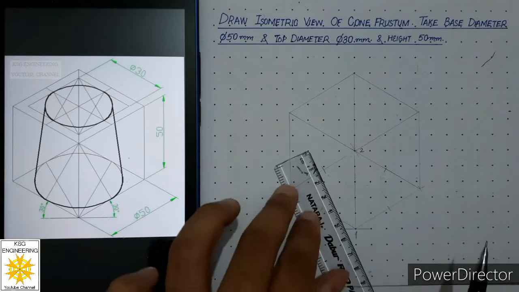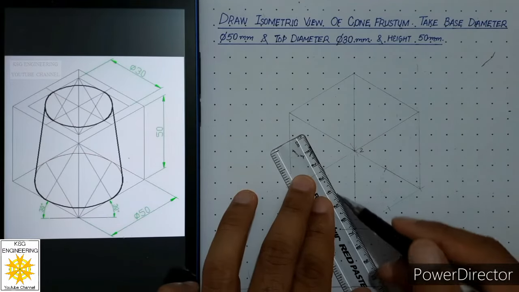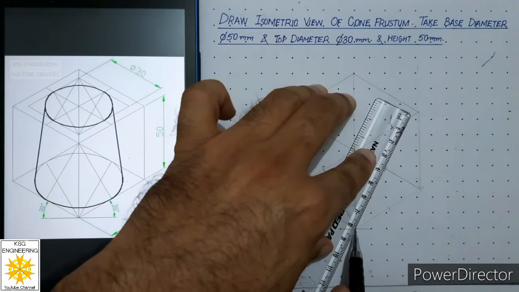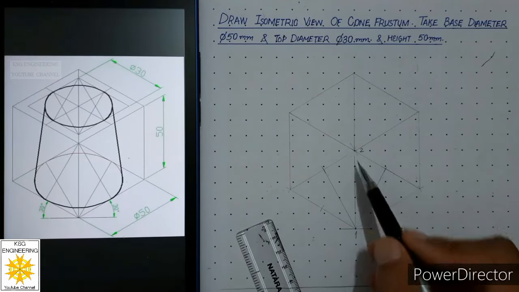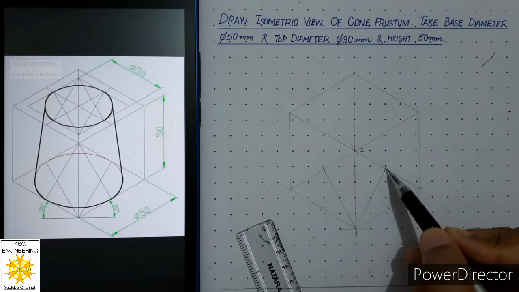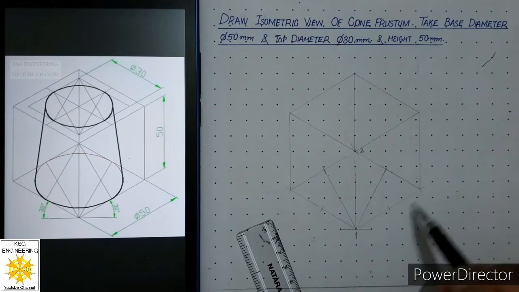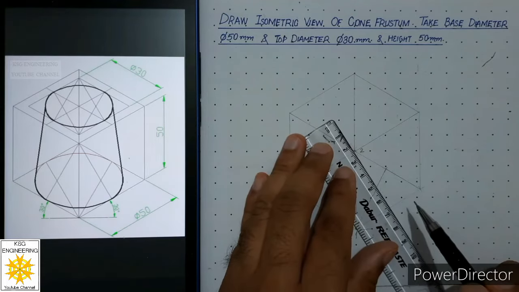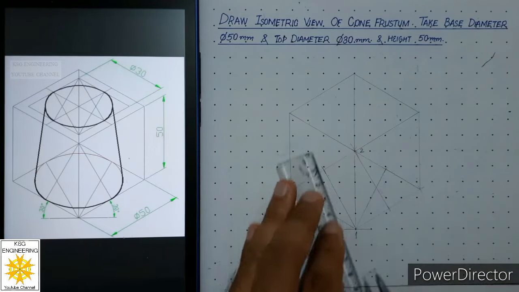Then from center number 1, draw thin lines to the midpoint of opposite side. So for this point, these two are the opposite sides. So from this center, we have drawn thin line to the midpoints of opposite sides. Same step we will do from center number 2. So for center number 2, these two are the opposite sides. So from center 2, draw thin lines to the midpoint of opposite sides. Similarly here.